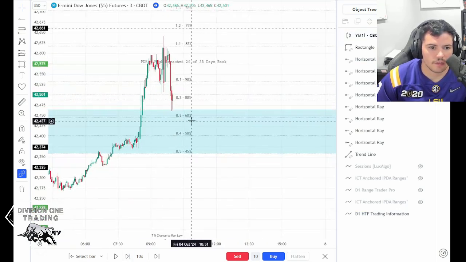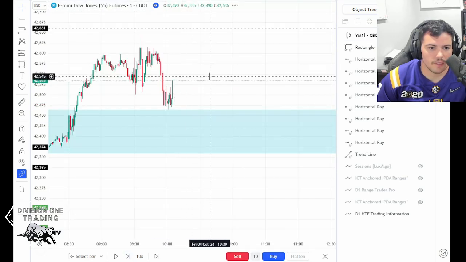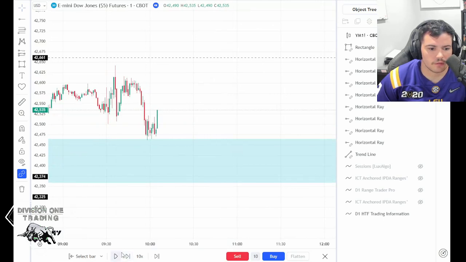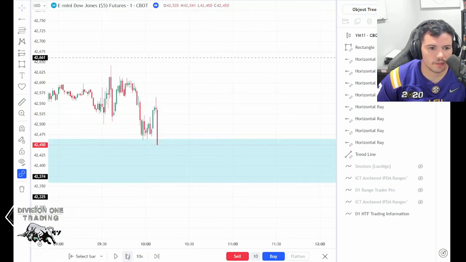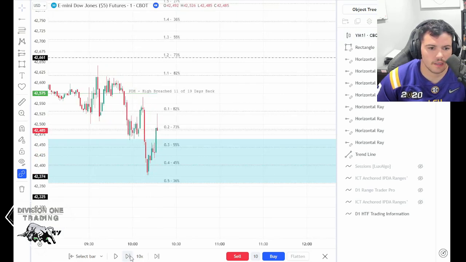So again, we don't want to catch a falling knife. We're not just going to buy it. We have to wait for actual structure. So we could check out the 1 minute. That's a structure break. So if you get a retracement, you could look to take something. This one dumps through, finally hits our 40 to 60, and we start trading around.